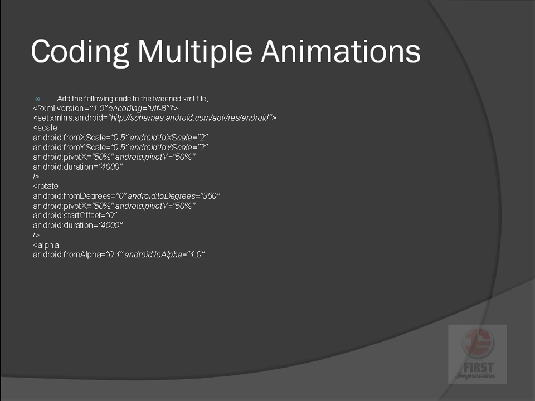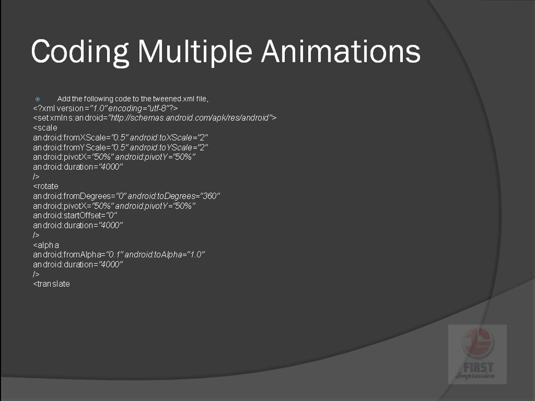To alpha is 1.0, which indicates make the control 100% opaque, or 0% transparent. That is, the control will be non-transparent. It will go from 0.1 to 1. That is, it will go from 10% opaqueness to full opaqueness, or from 90% transparency to no transparency, again in a duration of 4 seconds.